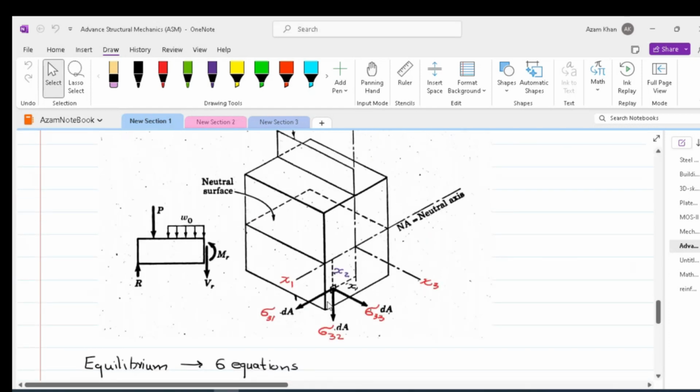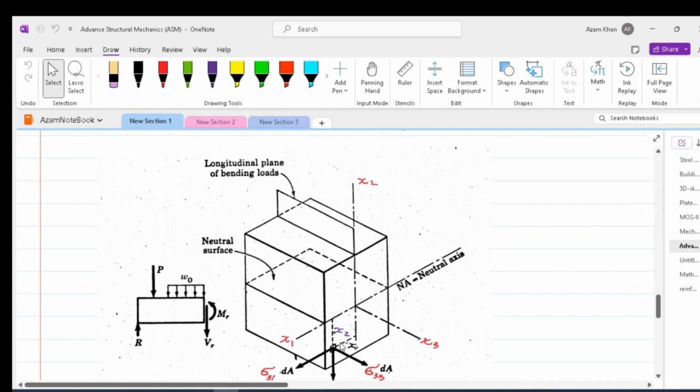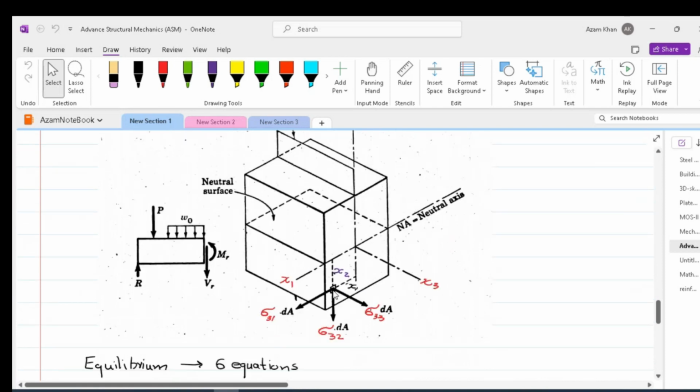We divide the whole area into very small areas of dimension dA. So this whole exploratory section is made up of infinite small differential elements of dimension dA. Let us assume that we consider one small area element which is located at a distance x2 from the neutral axis and x1 from the x2 axis or the longitudinal plane. At this element, we have axial force, which is stress 3 times dA, and we have got two shear forces, which are stress 3-1 dA and stress 3-2 dA.